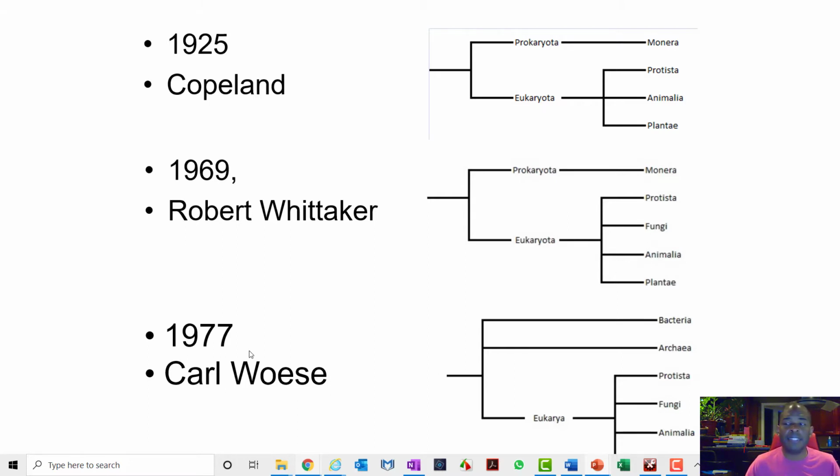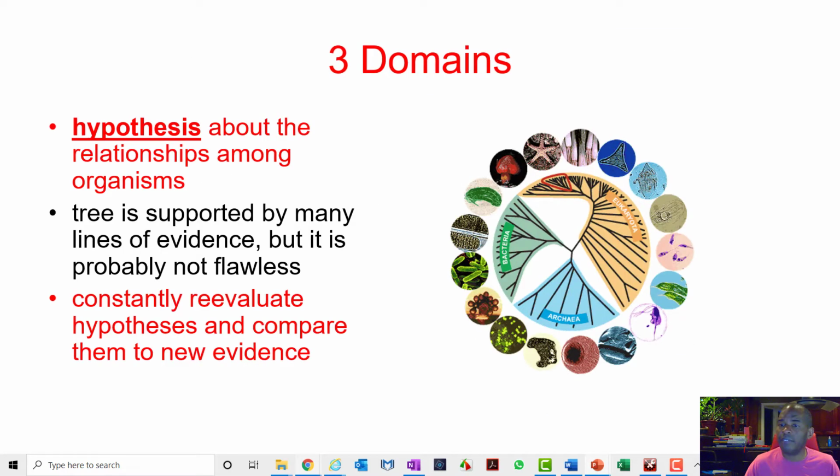And then in 1977, Carl Woese, that person I was talking about, proposed bacteria as a domain, archaea as a domain, and eukarya as a domain. The three domains of life. That's what we have. That's the current hypothesis. Will this hold true? Well, time will tell.